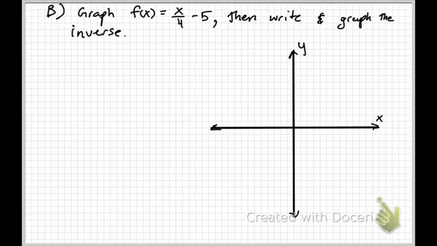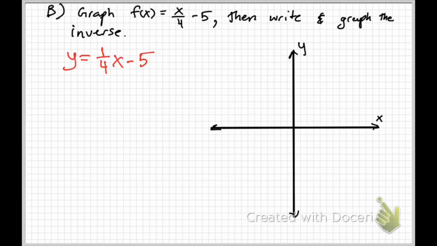Graph f of x is equal to x over 4 minus 5, then write and graph the inverse. So go ahead and pause the video, try this one on your own. Assuming you did that, let's first write y is equal to, now this x over 4, that's the same thing as 1/4 x minus 5.